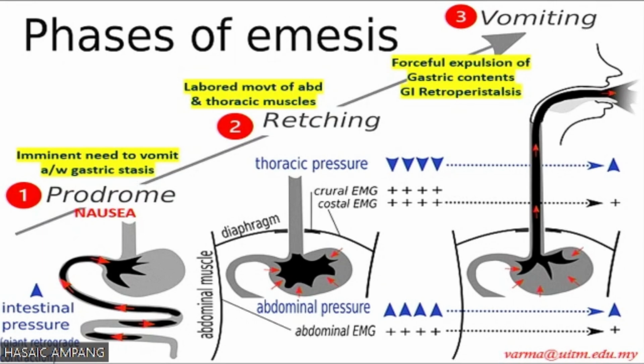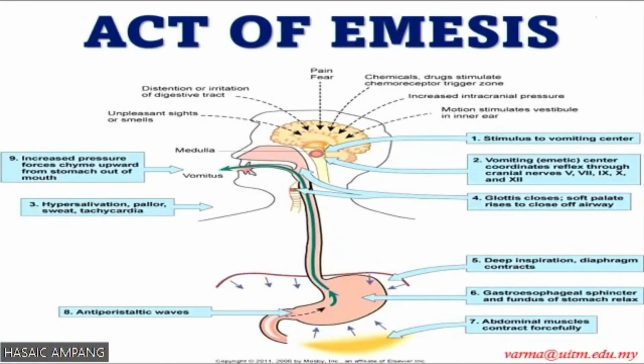Okay, very simple. So next, act of emesis. Act of emesis starts from your stimulus to your vomiting center, then the vomiting center coordinates. This is, as I said, the controller. So the stimulus is your afferent, and afferent goes to your controller. Then number 3 would be hypersalivation. This is your nausea, all the prodrome. Then number 4 will be the process that occurs before the vomiting. So the glottis closes to protect your airway from aspiration. Then the soft palate rises to close the nasal airway. As I mentioned, nasopharynx and airway are closed. Oropharynx cannot be closed, otherwise it cannot come out.